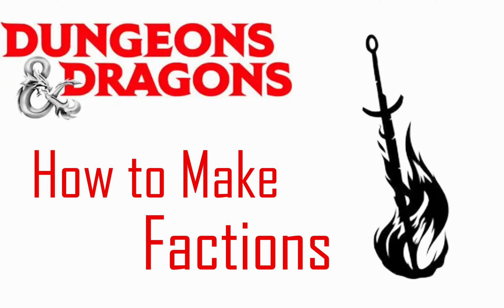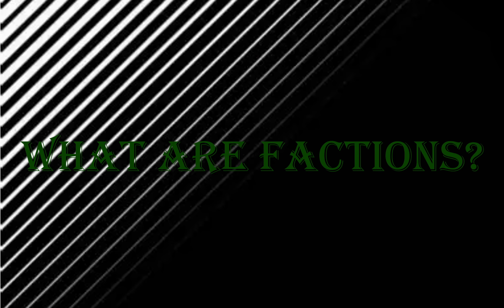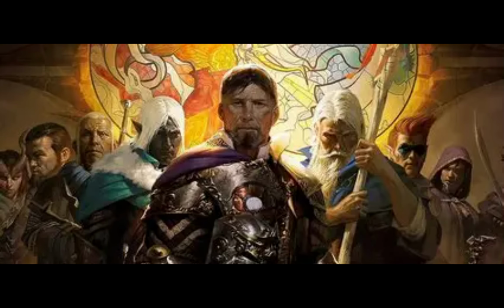How to make factions in D&D. What are factions? Factions are a group of people working towards a shared goal. For example, a faction would be something like an adventurers or thieves guild. It's a group of people all working towards the same purpose, adventuring or thieving in this case.